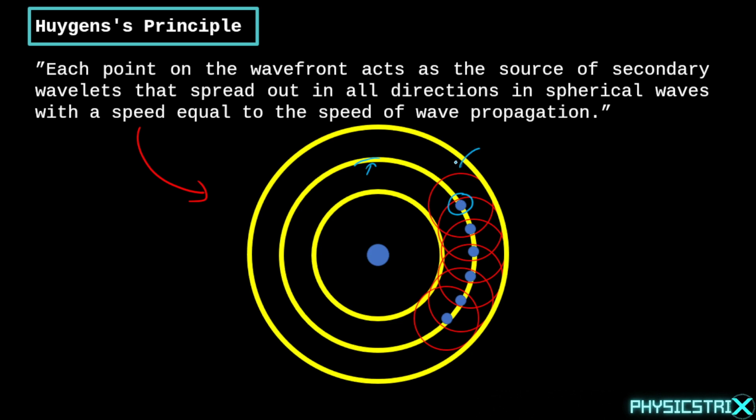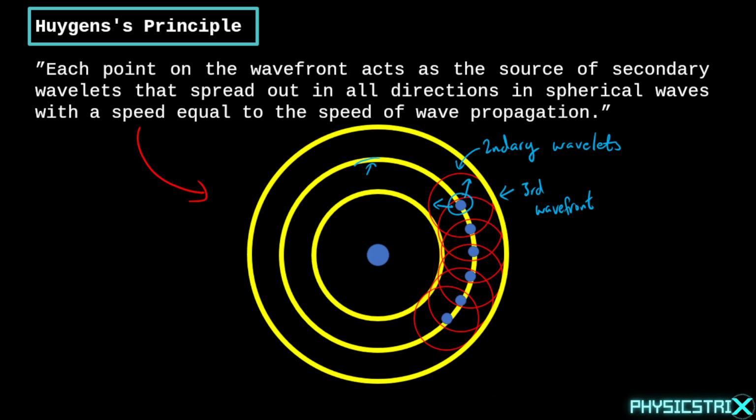So these are what we call secondary wavelets, secondary wavelets in all directions. As you can see, they move in all directions, in spherical waves with a speed equal to the speed of propagation. So how the third wavefront is formed, we will have to explore what we call interference.